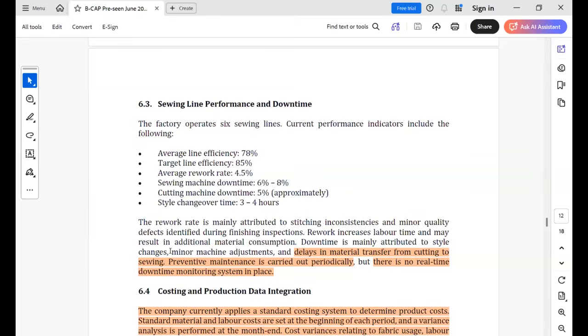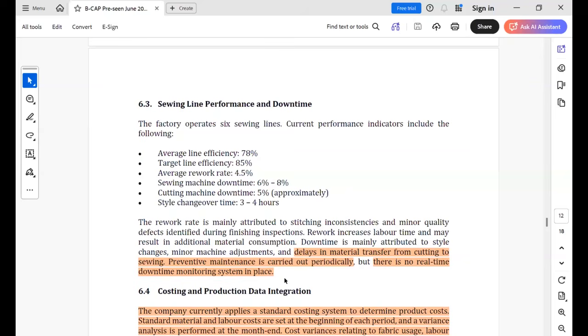So remember I told you, when style changes happen more frequently, you have to change the needles, you have to change the thread, right? You have to stock the machine. So that basically counts the cost, right? So it is mainly attributed to style changes and minor machine adjustments, and delay in material transfer from cutting to sewing. Preventive maintenance is carried out periodically, but there is no real-time downtime monitoring system in place, right?